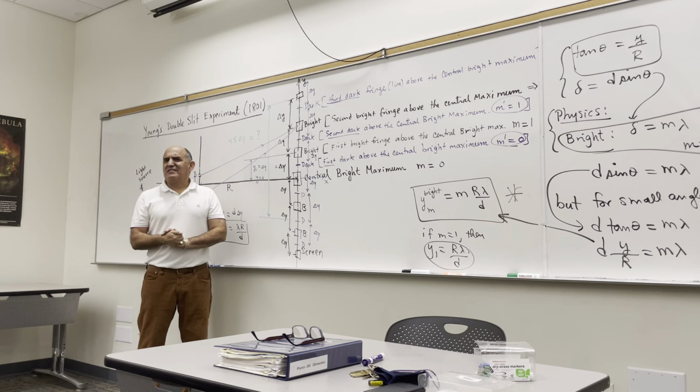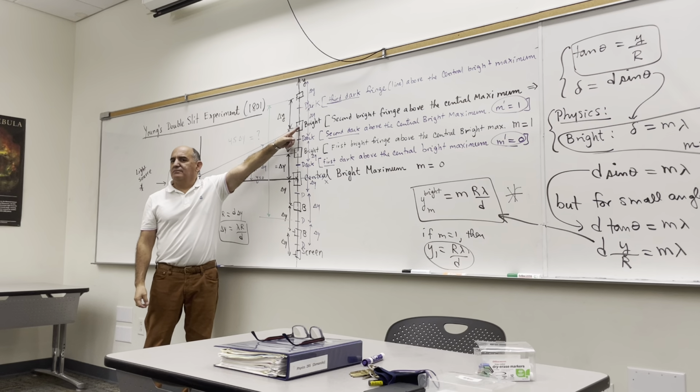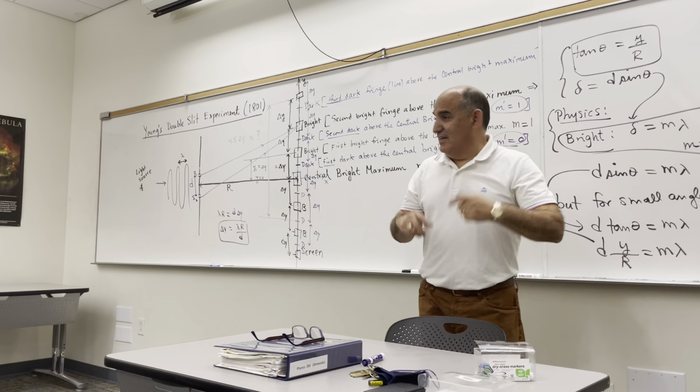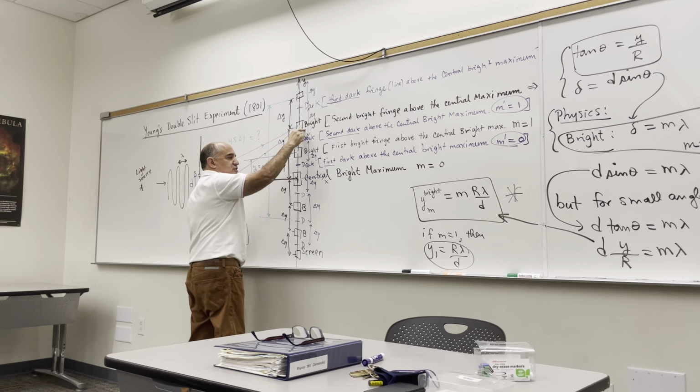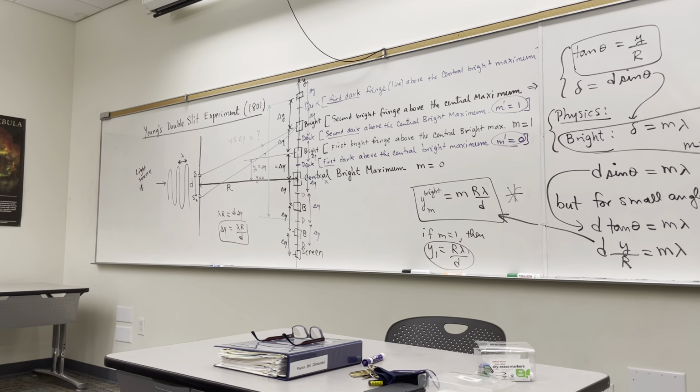What's the path length difference between these 2 waves when they meet over there? 0, lambda, 2 lambda. Or you can say it like this. Well, that's m equals 0, m equals 1, m equals 2, because it's bright. M equals 2, phase difference, 2 times 2 is 4 pi. Path length difference, 2 lambda.